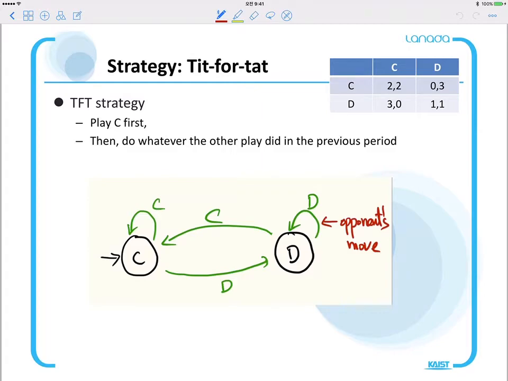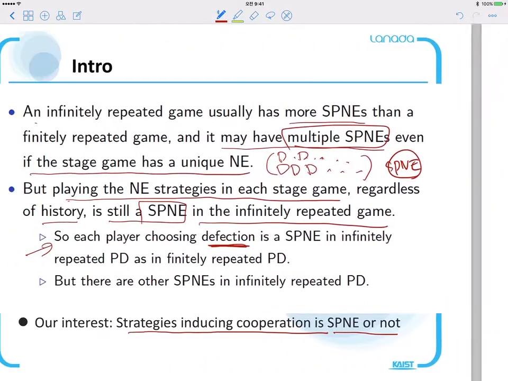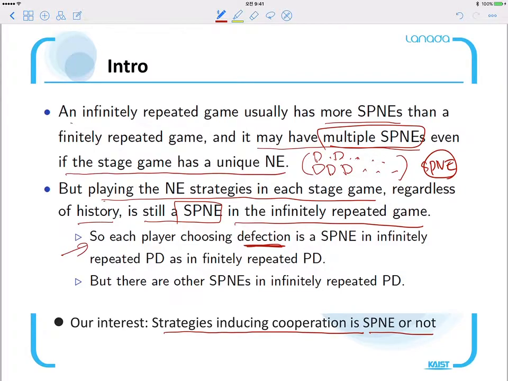All right, so let's first look at a very interesting strategy, tit for 10. This strategy is described as follows. By the way, in terms of strategies, there could be very simple strategies.